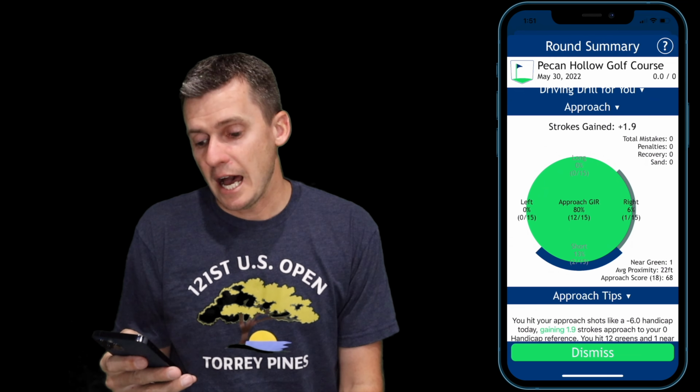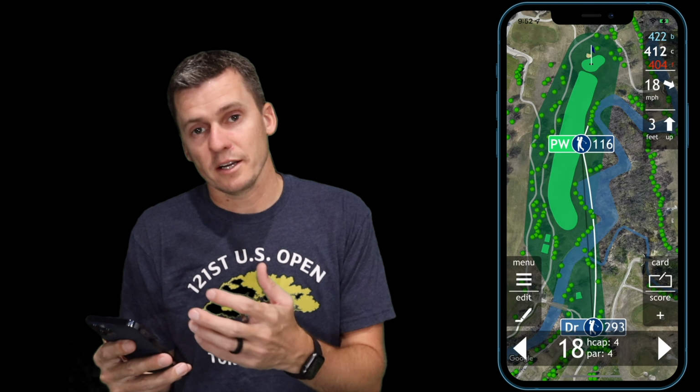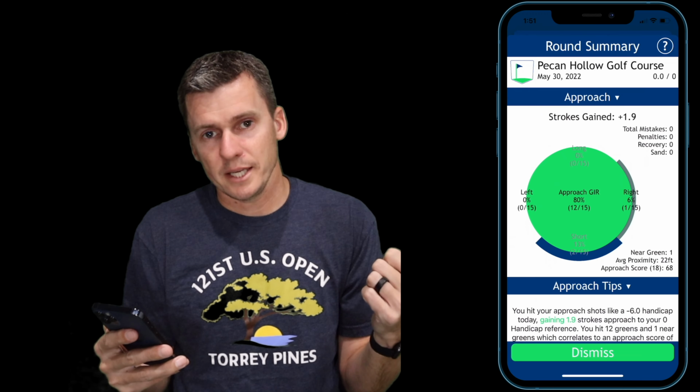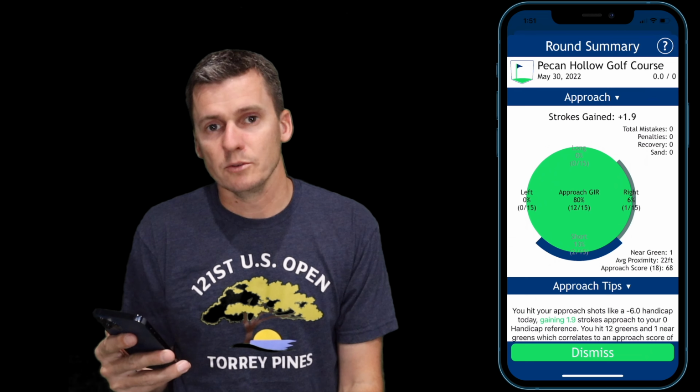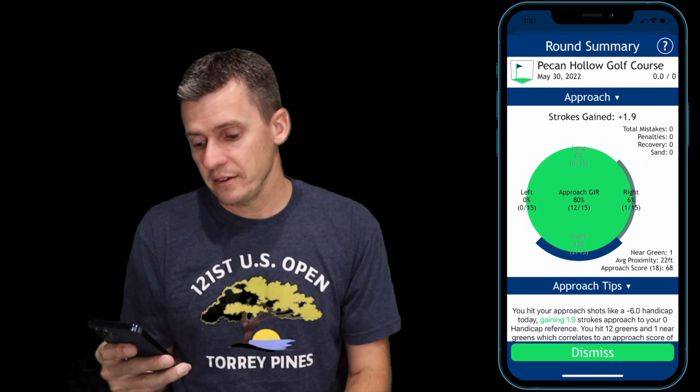That's fantastic. I only missed 3 greens out of my reasonable opportunities. One thing you'll notice in Par Golf's approach section is it's saying 12 out of 15. Why is it not saying 12 out of 18? Well, if we go all the way back to the beginning, it showed you that I missed greens due to my driver, and those are not counted against me. So I hit 12 out of 15 greens.